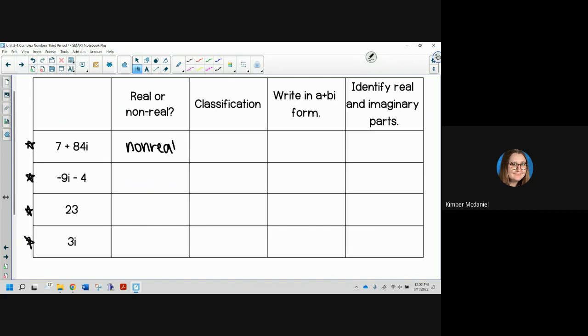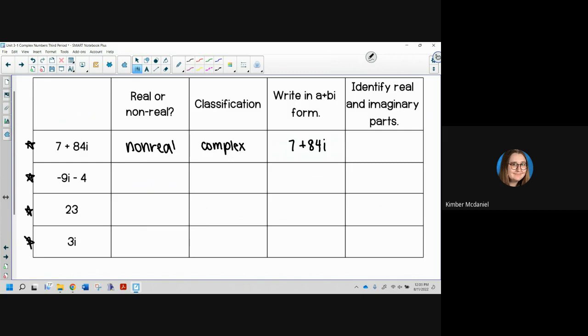Since it has both a real part and an imaginary part, the classification is simply going to be complex. Because again, all numbers are complex numbers, but if it has both parts, that's how we're going to classify it, is just complex. It is already in A plus BI form because it has the real part first and then the imaginary part second. So it's already in 7 plus 84i. You can see how that mimics that A plus BI.